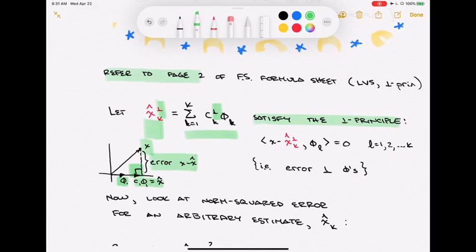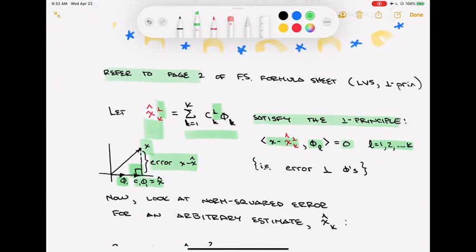What was the orthogonality principle? It said that the error x minus x hat has to be orthogonal to, that means its inner product has to be zero with, the basis functions phi sub l. So the error inner product with the basis functions has to be equal to 0. That's the definition of orthogonal, and we have to do that for all the basis functions. The orthogonality principle said if you had that, you were supposed to minimize the norm squared error. We had never proven that we minimize the norm squared error by satisfying that. We're trying to do that now.